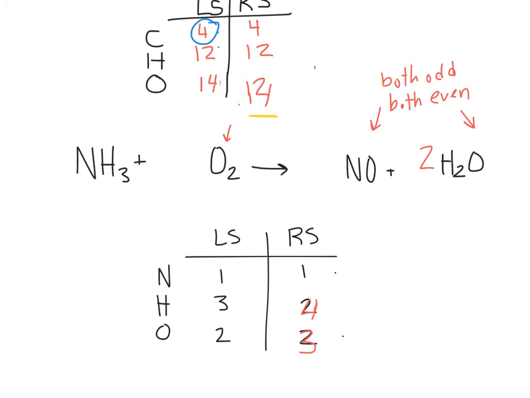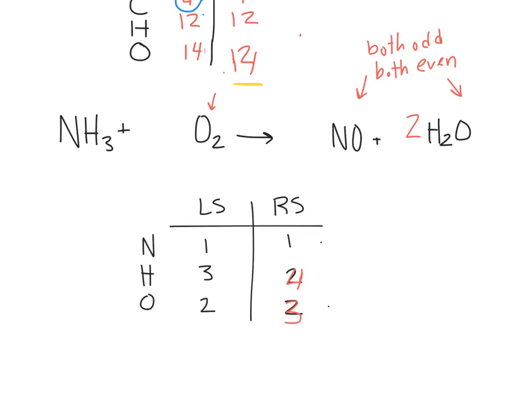If you end up with like a 3 and a 2, that's not going to work because one is odd and one is even, and we'll get a total odd number of oxygen, which is not what we want. So just thinking ahead, okay? Now we have more hydrogen on the right-hand side and more oxygen. So we're going to need to go ahead and change both of those.